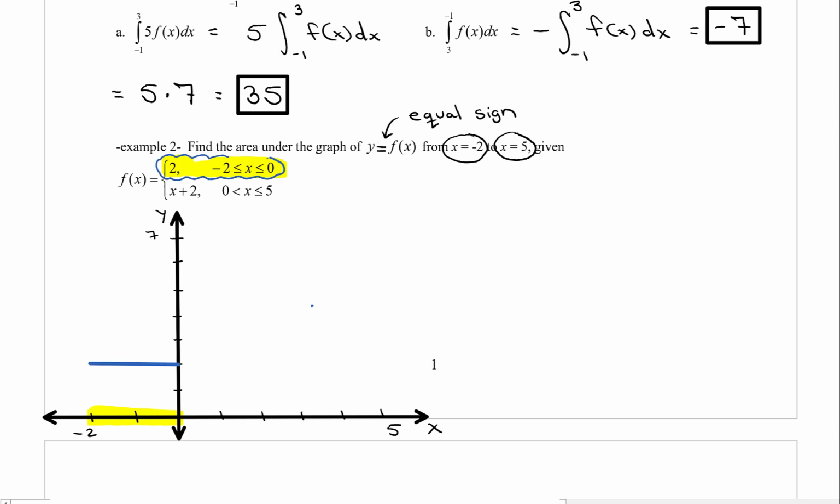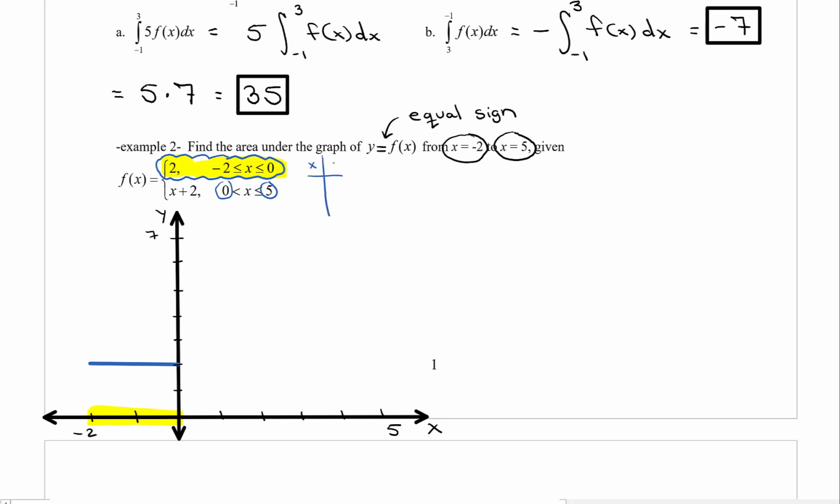The second piece of my piecewise function says f of x equals x plus 2 if x is greater than 0 and x is less than or equal to 5. I'm going to circle the 0 and the 5 because those are important values for those endpoints of my line. I'm going to make a little table of values here with x and y, and I'm going to substitute 0 and 5 into y equals x plus 2.